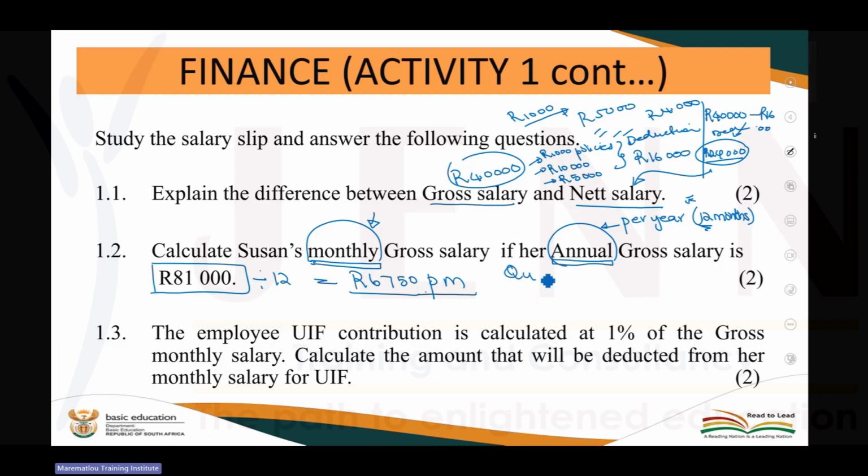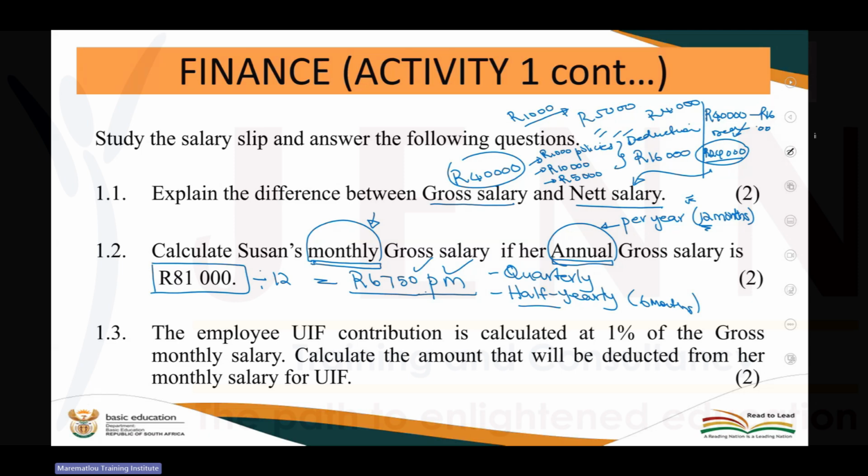Now, quarterly. Okay. What is the other one? Half yearly. Half of a year. That's why we say half yearly. So those are the things that you need to know. Quarterly, 4 months. How many quarters do we have in a year? We have 4 quarters. So that is how you get the answer for 2 marks. This person is earning 6,750 per month. Number 3, let's just run.